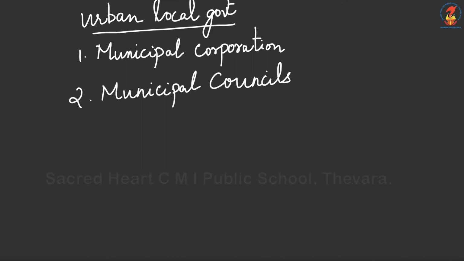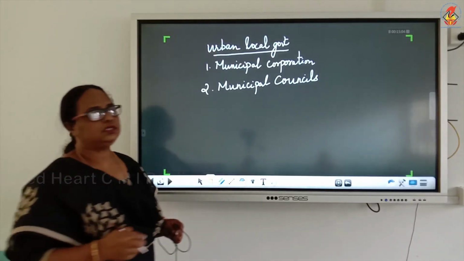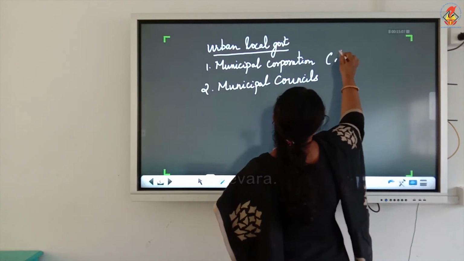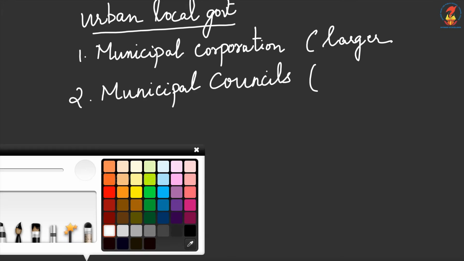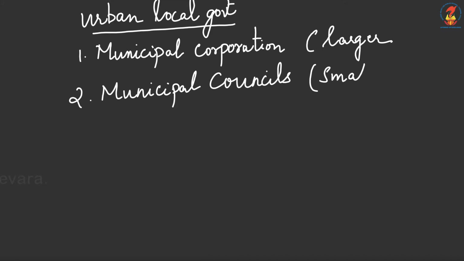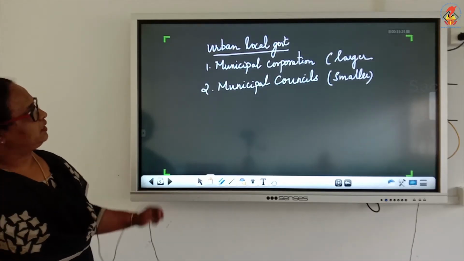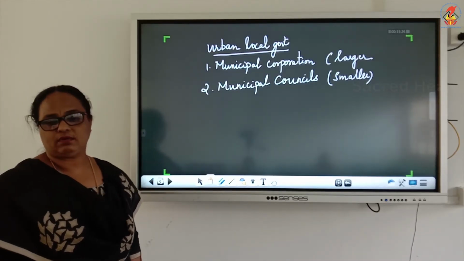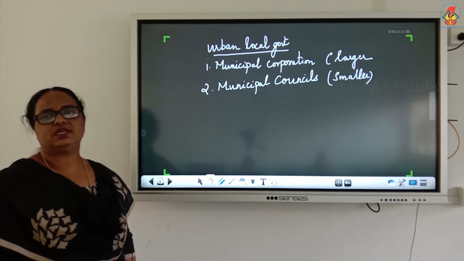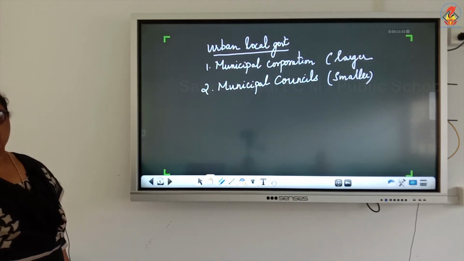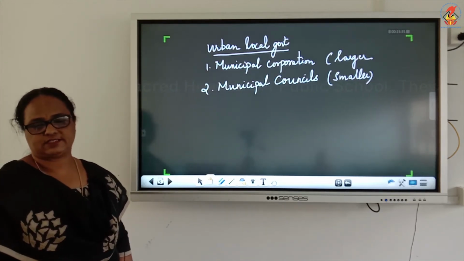Now, the municipal corporation is for the larger urban area, and the other one is for the smaller urban area. I repeat, under the urban local government bodies, there are two types: municipal corporations, which are for larger urban areas, and municipal councils, for the smaller urban areas.